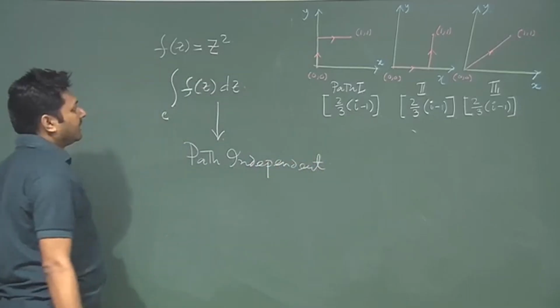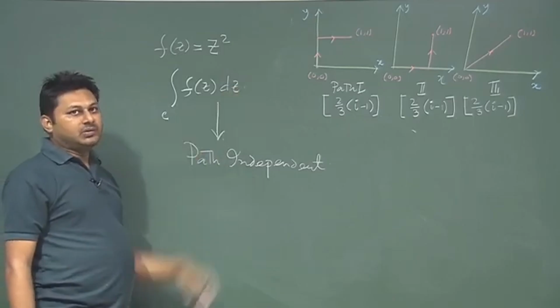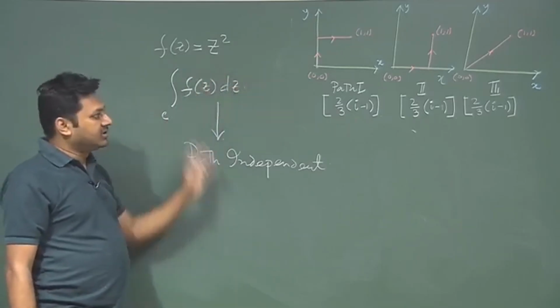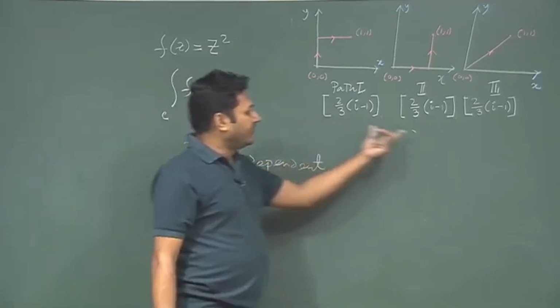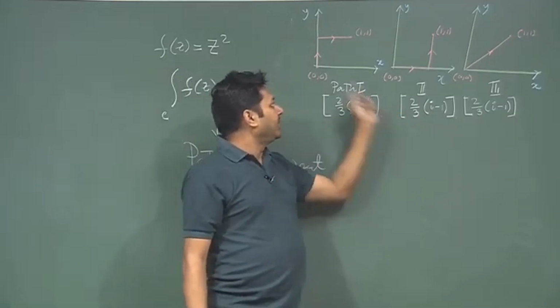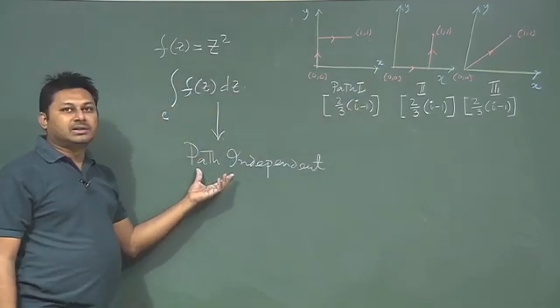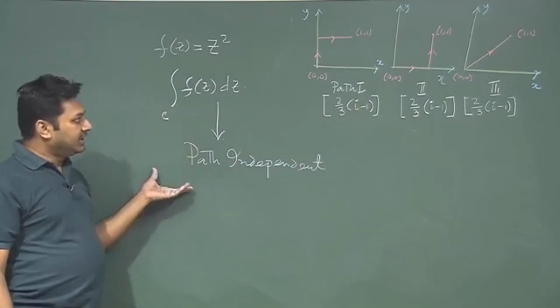It is path independent. That means whatever path I choose, at least for this particular form of the function, there is no such change. All the values merge to the same value, and it only depends on the final and initial value. So, that is why it is path independent. Whatever path you like, you can go, but the end result is the same.